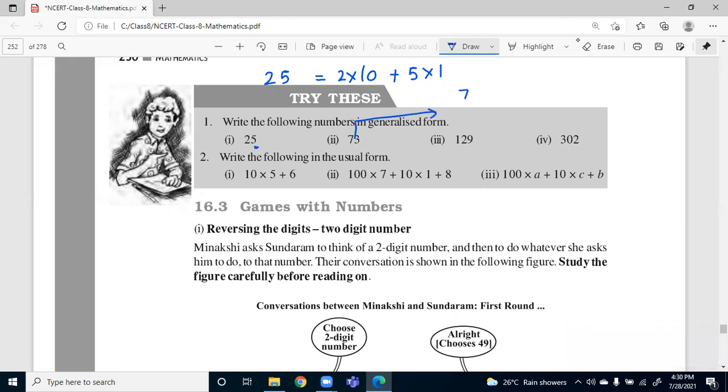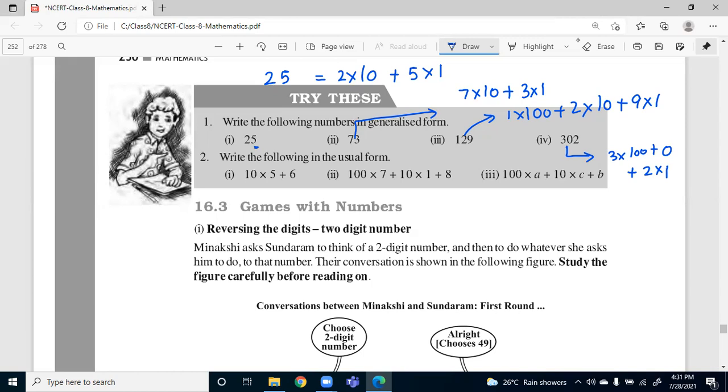7 into 10 plus 3 into 1. Correct. 129? 1 into 100 plus 2 into 10 plus 9 into 1. Correct. 3 into 100 plus 0 plus 2. Very good, it is correct. So this is generalized form.